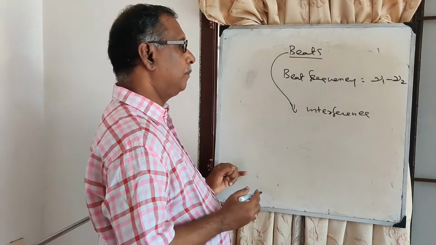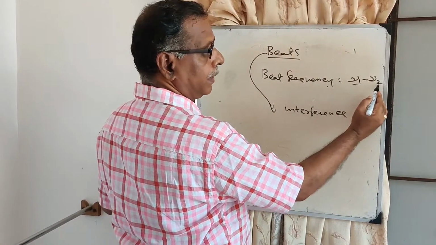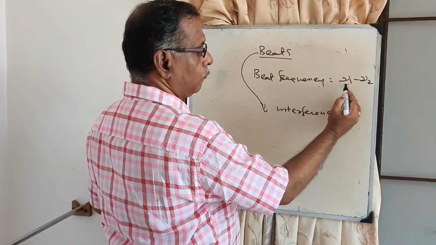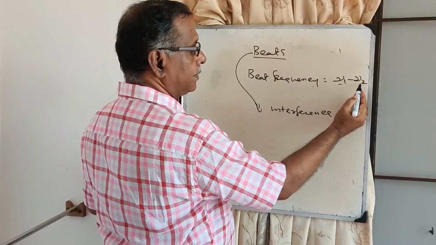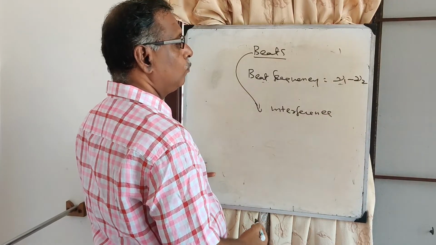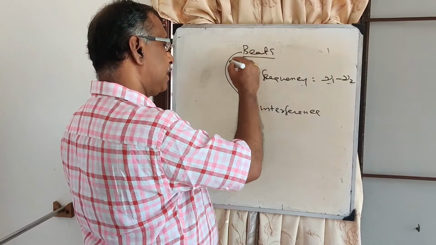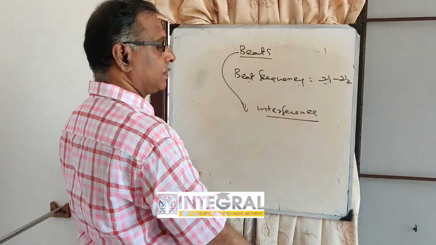We can theoretically prove that beat frequency equals the difference in frequency. If the frequency of one note is nu1 and the frequency of the other note is nu2, the beat frequency equals nu1 minus nu2. Another important thing is that beats are produced actually due to interference.